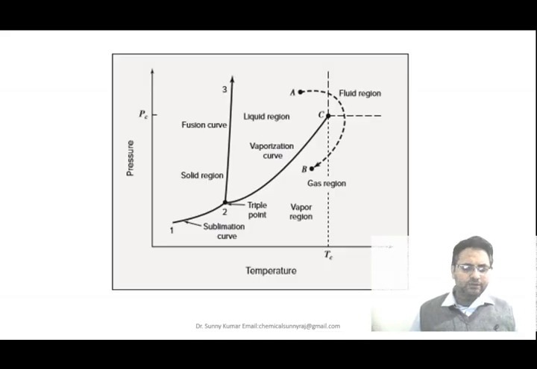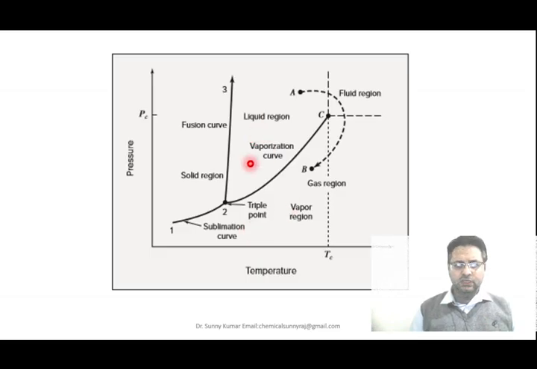So this is the pressure temperature diagram which we discussed in the previous class. The x-axis is temperature and the y-axis is pressure. If you see, this is the sublimation curve, the 1 to 2 line, and the 2 to C line is your vaporization curve, and 2 to 3 is the fusion curve. Here in this area there is the solid region, here is the vapor region, and this is the liquid region.